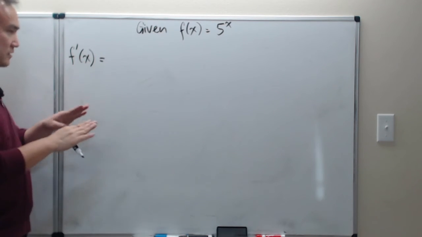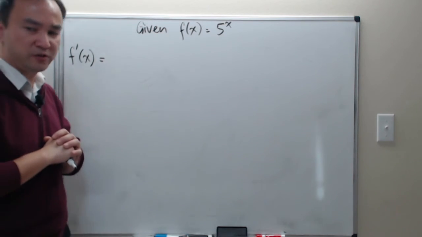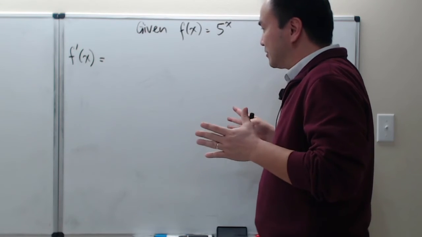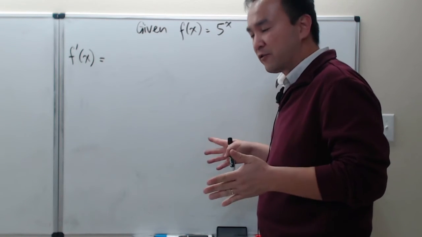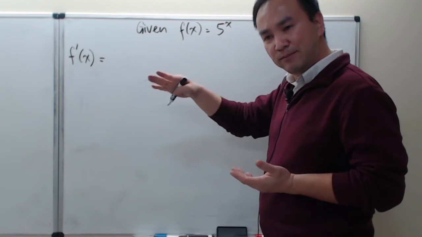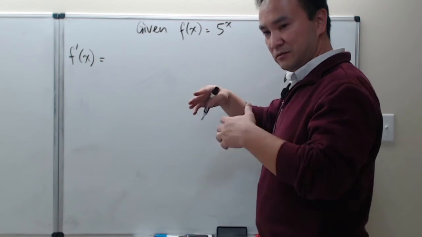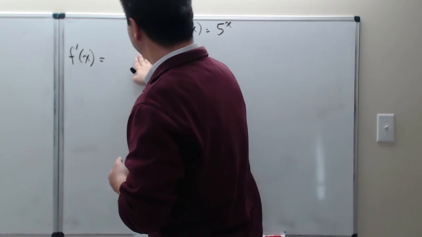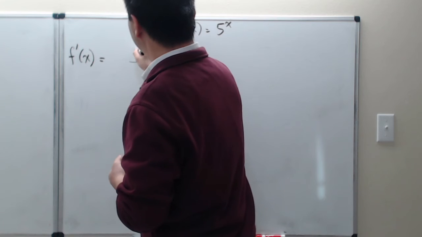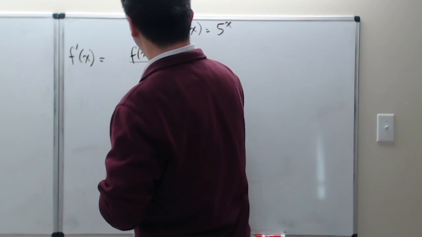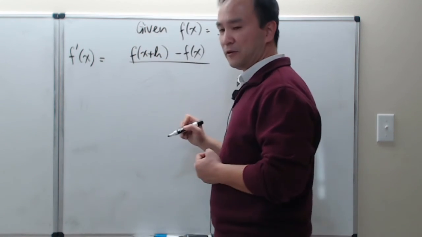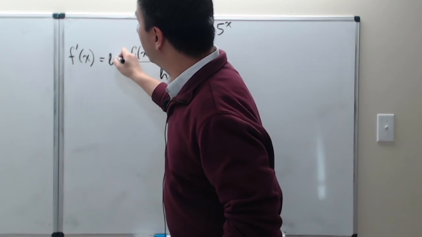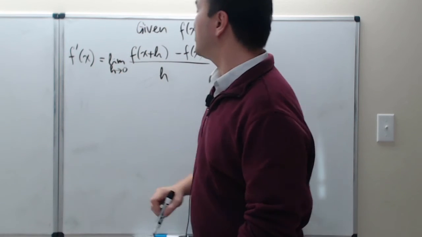So f prime of x. We never had any special rule to handle a general exponential function, because we haven't found the way to find the derivative for any general exponential function yet. And so for each one of these, we have to stay on the ground floor, the one we have to stick with, the limit definition. So f of x plus h minus f of x, such a powerful little starting point for any derivative problem, over h. And we take the limit as h goes to 0.